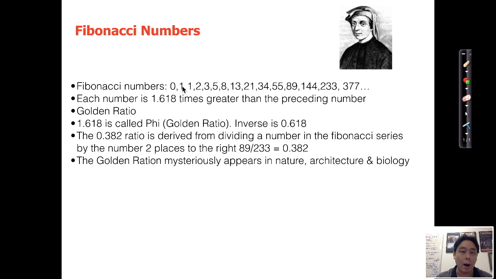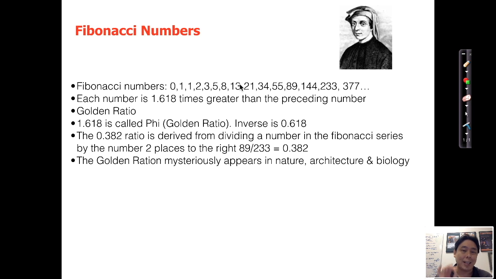So in other words, you take 1 plus 0, you get 1, all right? You take 1 plus the preceding number 1, you get 2. 2 plus 1, you get 3. 3 plus 2, you get 5. 5 plus 3, you get 8. 8 plus 5, you get 13, and so on and so forth. So that's how you derive the Fibonacci number sequence.